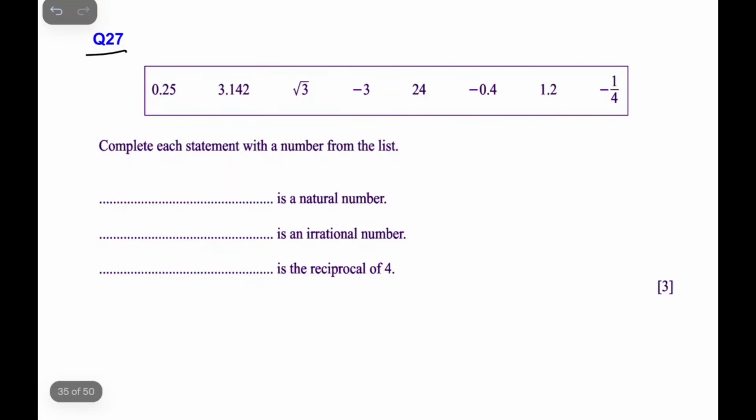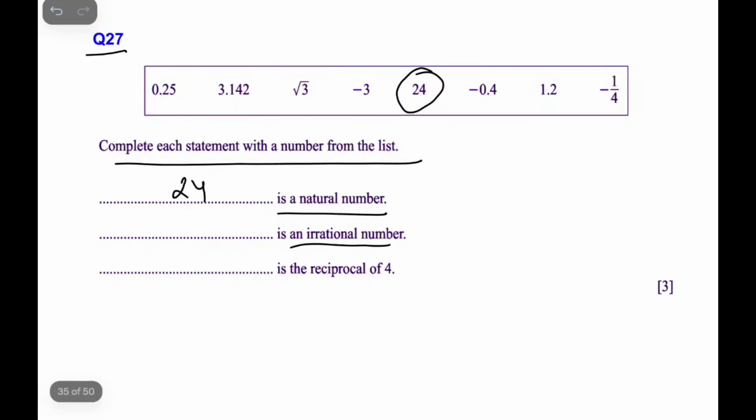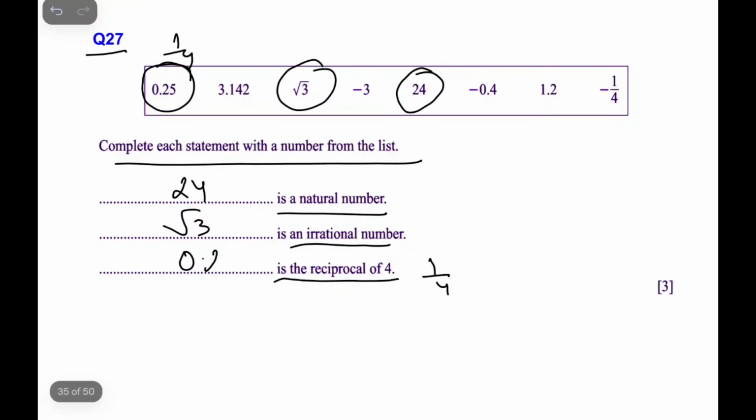Question number 27. Complete each statement with a number from the list. Now dash is a natural number. Now we know that 24 is a natural number. An irrational number, root 3 is an irrational number. Dash is a reciprocal of 4. So the reciprocal of 4 is 1 by 4. So here 0.25, which is 1 by 4. So 0.25 will be our answer.